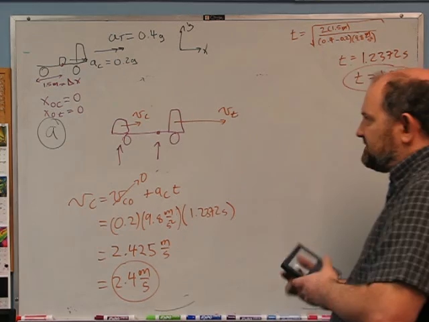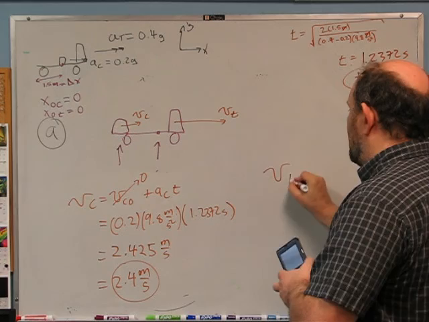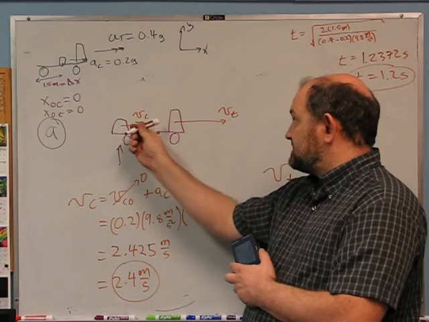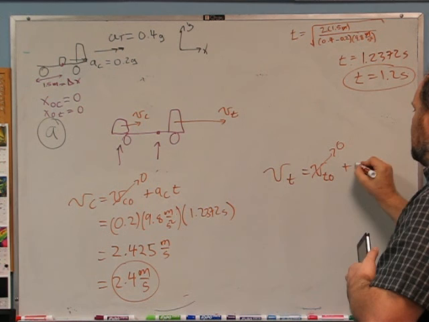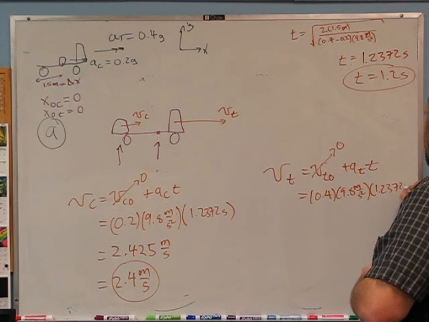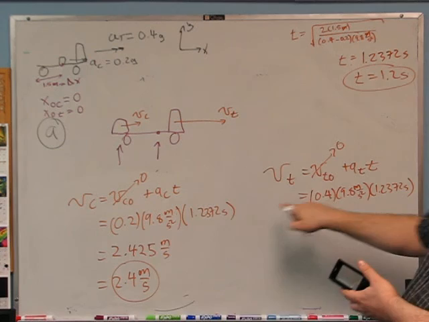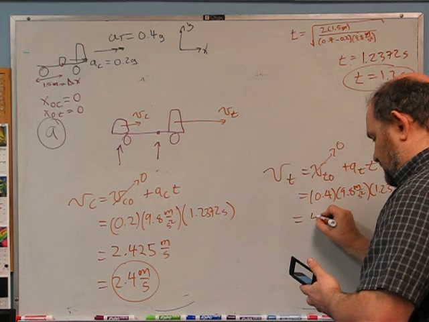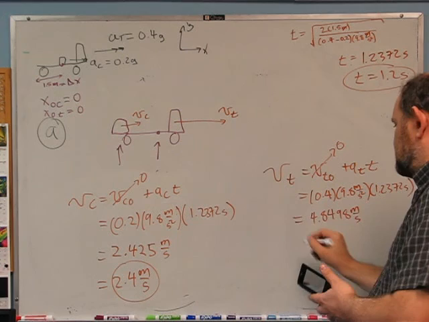Well, here's what I'm going to do. I'm going to calculate the speed of the truck, or the x component of velocity of the truck. This is also the x component of velocity because it's moving in the plus x direction. Truck is the same thing. It's vt0, which is 0, plus the acceleration of the truck times time. So that's going to be 0.4 times 9.8 meters per second squared times 1.2372 seconds. I can put this in my calculator, although I'm going to notice that it's exactly twice the crate's. The only difference is this number, twice what that is. So I'm just going to multiply this by 2, and I get 4.8498 meters per second. So the speed of the truck is that.